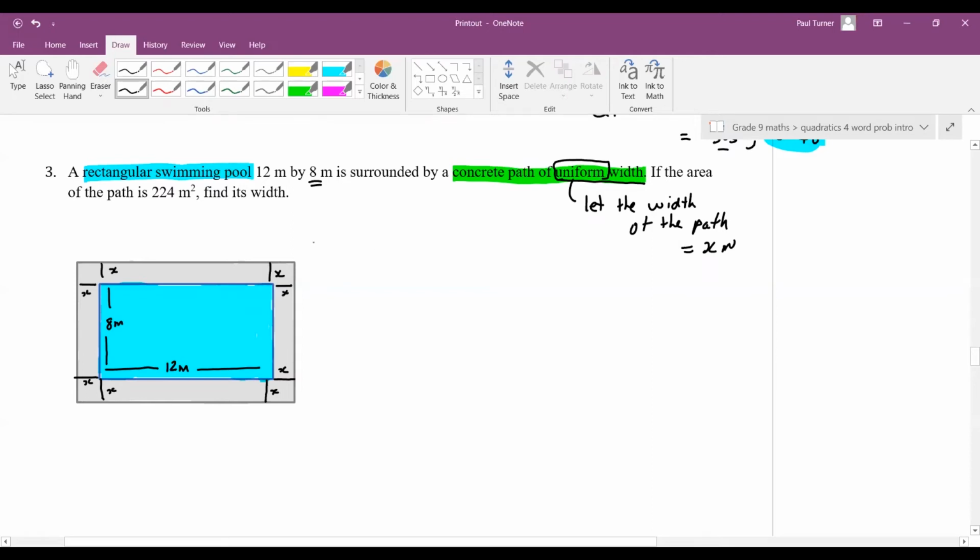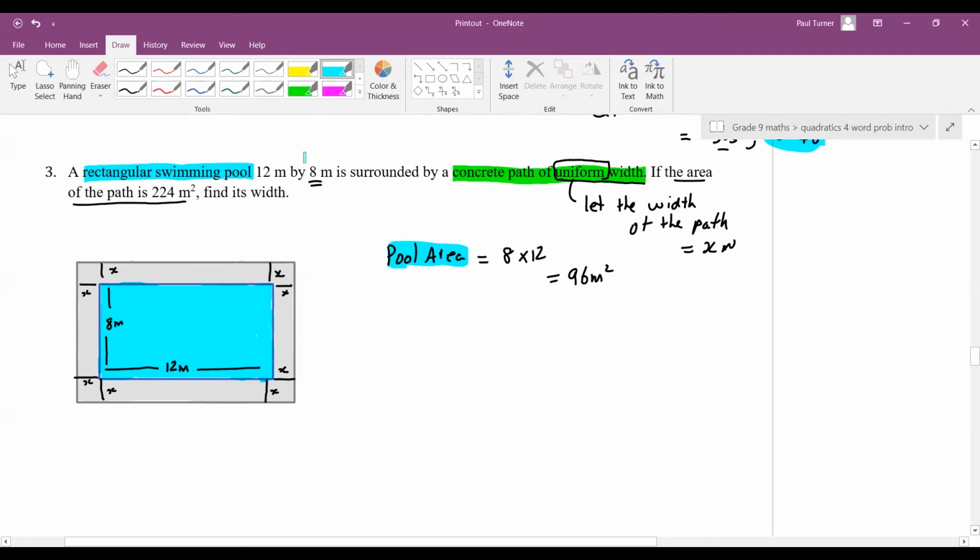Okay, so we've got our picture here. And it says the area of the path is 224 meters squared. So that's the gray part. But let's go back to the swimming pool. So the pool area, because we need that as well, is 8 times 12, which is 96 square meters. Okay, that's the area of the pool, just the blue part. So let's highlight that.